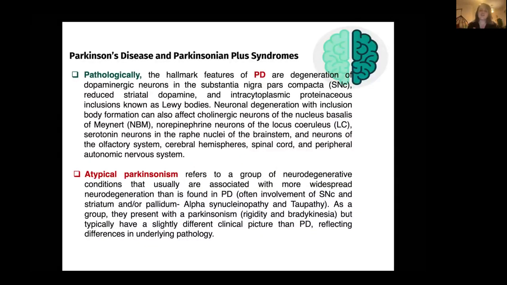Now, pathologically, the hallmark feature of Parkinson's disease, as you all may know, is degeneration of the dopaminergic neurons in the substantia nigra, and therefore there will be reduced striatal dopamine. And that also includes intracytoplasmic proteinaceous inclusions, which are known as Lewy bodies, that we can see on biopsy for these patients. There is a neuronal degeneration with an inclusion body formation, which is the Lewy body, and that we not only see in the substantia nigra, but also in cholinergic neurons, like the nucleus basalis of Meynert, the norepinephrine neurons in the locus coeruleus, and serotonin neurons in the raphe nuclei of the brainstem, as well as the neurons of the olfactory system and the cerebral hemispheres, spinal cord, and peripheral autonomic nervous system.